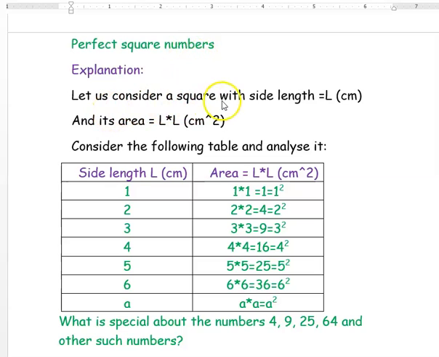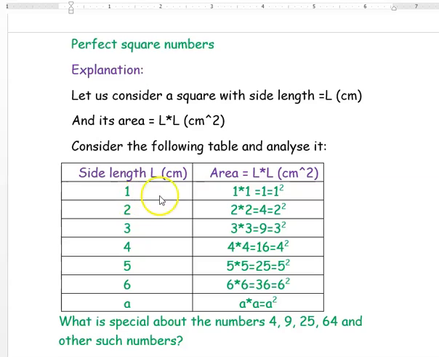Let's consider a square with a side length of L centimeters, and we know its area is length times length. With this concept, we are going to form a table for different side lengths of a square and analyze it. I have taken the side length L in centimeters, and with various side lengths I am going to find the area. The area is length times length, in centimeter square.